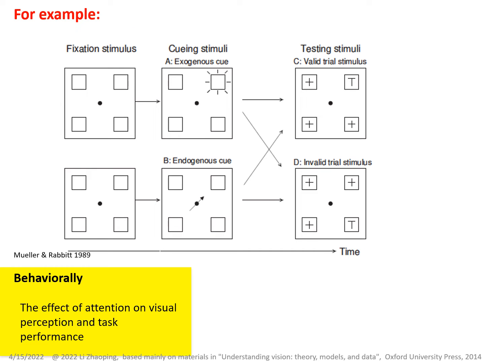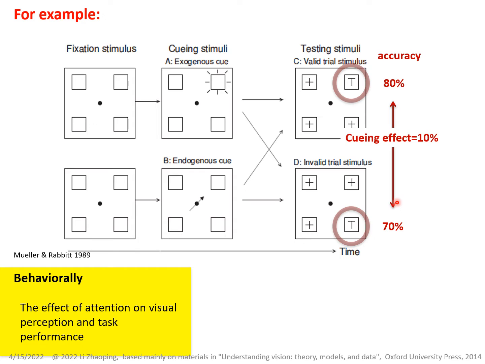For example, in this study, observers need to report whether the letter T is right way up or upside down, and they are exogenously or endogenously cued to expect that the letter will appear in the upper right corner rather than at these three other locations. If in 80% of the validly cued trials they do this correctly, but only in 70% of the invalidly cued trials they do this correctly when the letter appears at an unexpected location, then this difference of 10% is the cueing effect. And the cueing effect can also manifest in reaction times.